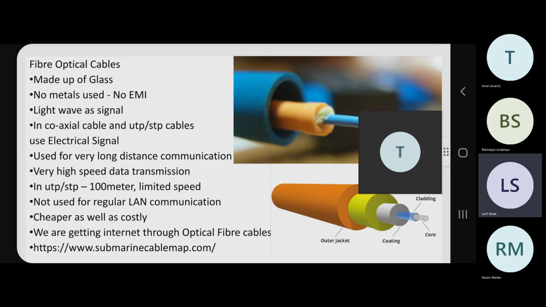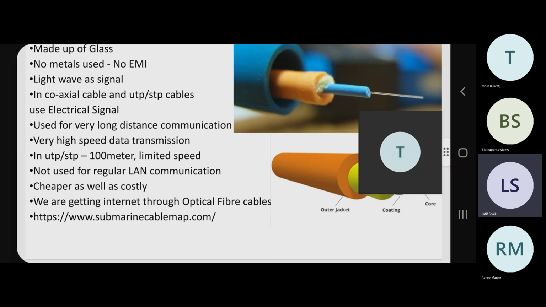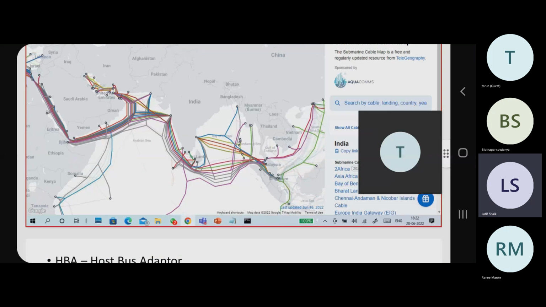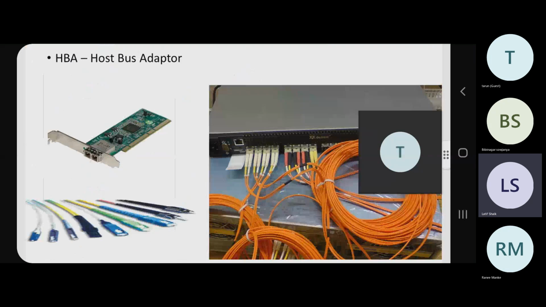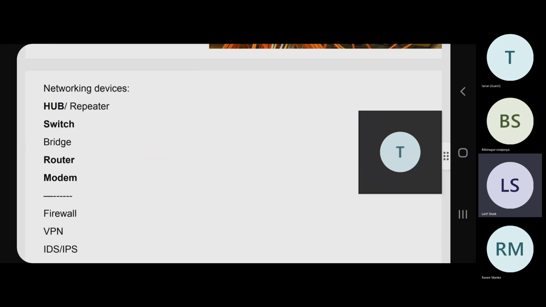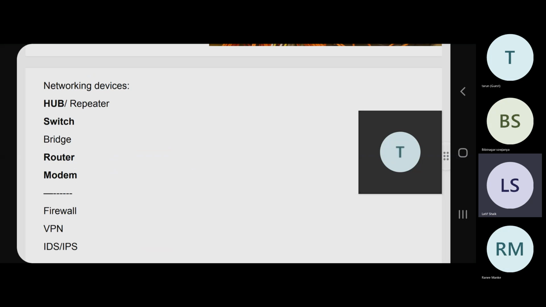Okay. So what is the meaning of fiber optical cable? What is the use of fiber optical cable? What are the advantages? And globally, how it is distributed, and what the components of the fiber optical cable look like. And the devices.